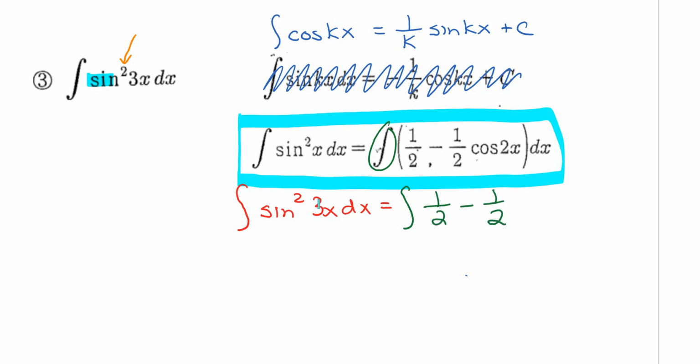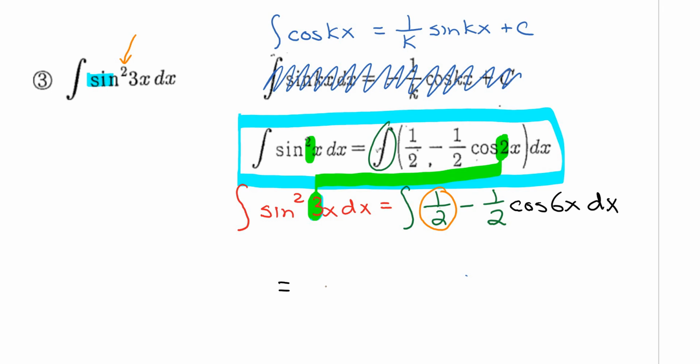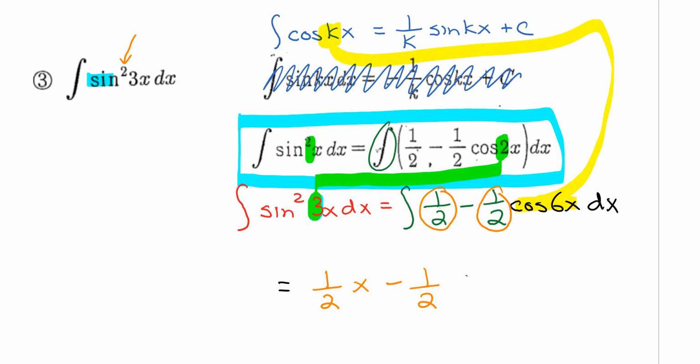Just like the previous problems, since there's a 3 here, let me put this in orange, there's a 3 there, but in the original identity there's actually an invisible 1 there. In order to make up for that, we take this 3 and we multiply it with that 2 here. So 3 times 2 is going to be 6, so this will be cos of 6x times dx. And then just like the previous problems, what is the antiderivative of a constant? It's going to be the constant times x minus, and then you have this constant, which will be 1/2. And then take a look at this cos 6x. We'll match that up with this formula right here.